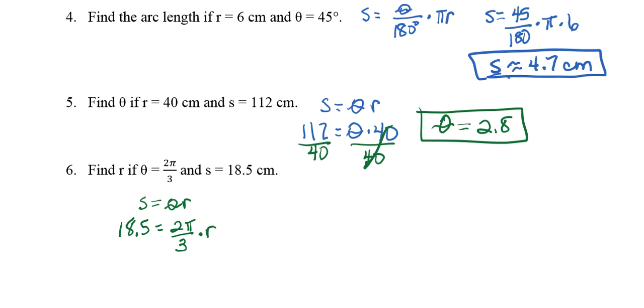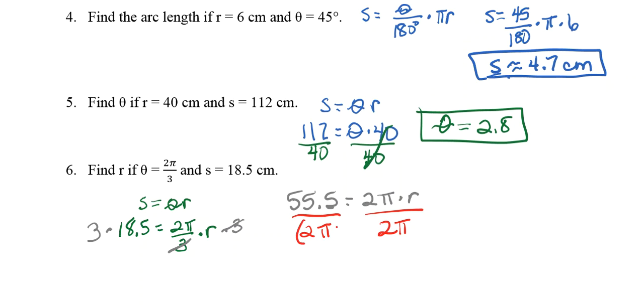Now, depending on what calculator you're using, it might be easier to do this in parts. So I'm actually going to multiply by 3. That will cancel the 3 in the denominator. So 3 times 18.5 is 55.5. I still have a 2 and a pi and an r. Now I'm going to go ahead and divide by 2 pi.